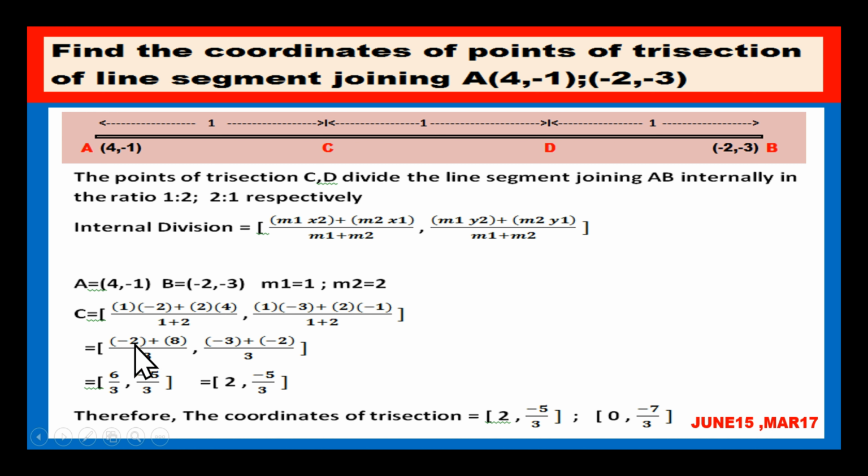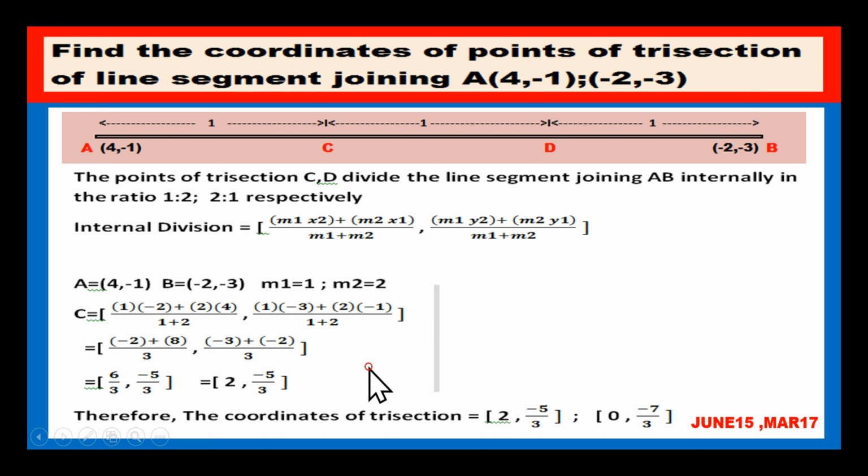You see, now let us simplify this. 1 into minus 2 is minus 2 plus 2 4s 8 divided by 1 plus 2 is 3. 1 into minus 3 is minus 3 plus 2 into minus 1 is minus 2 divided by 1 plus 2 is 3. Minus 2 plus 8 is 6 by 3. Minus 3 minus 2 is minus 5 by 3. 3 into 6 is 2 times and this is minus 5 by 3 only. Therefore, the coordinates of point C are 2, minus 5 by 3.